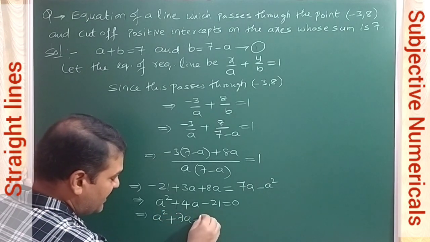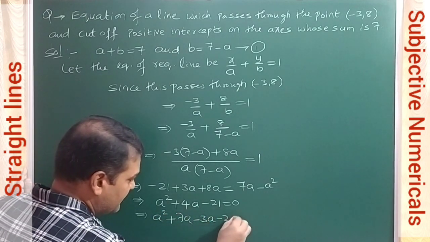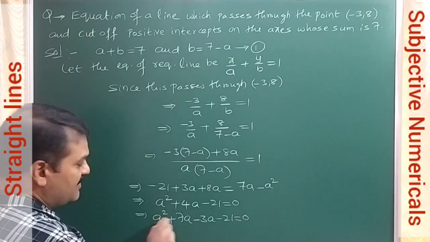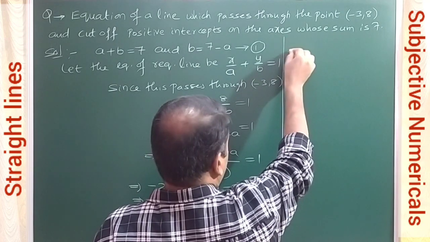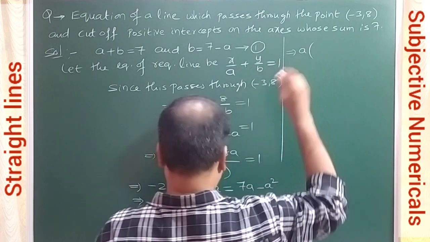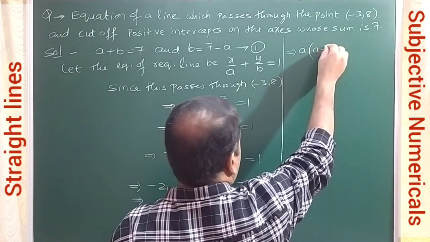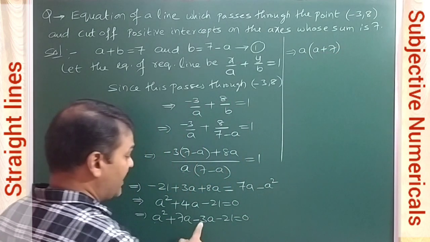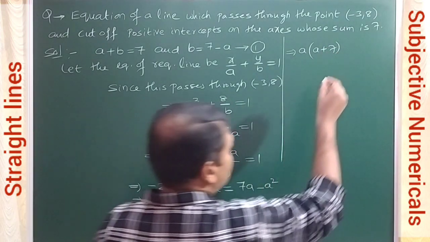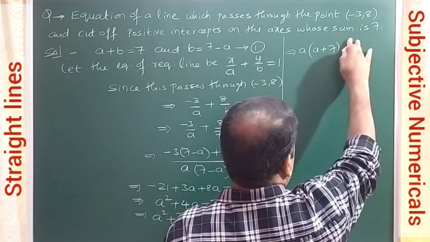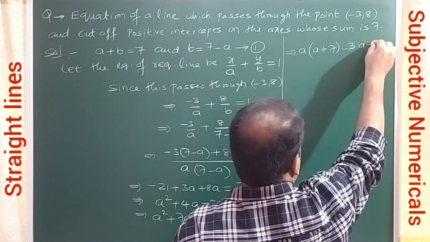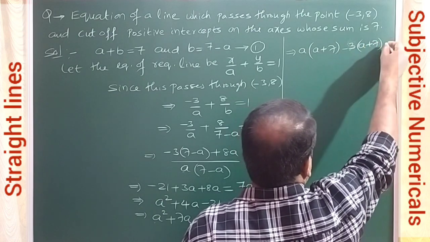Plus 7a minus 3a. So in the first two terms, I will take a common. So a into (a plus 7). And in the last two terms, minus 3 is common.